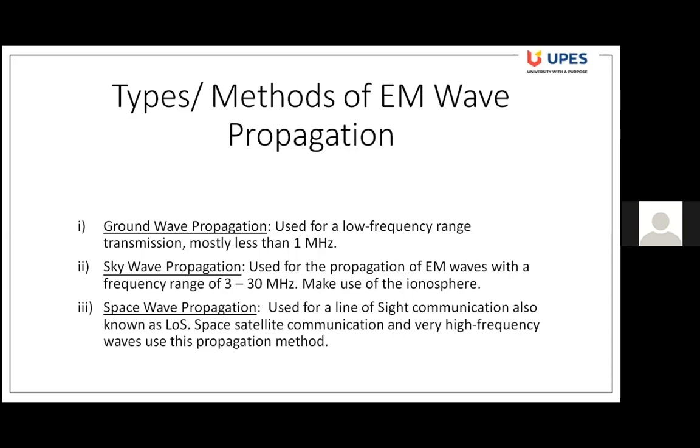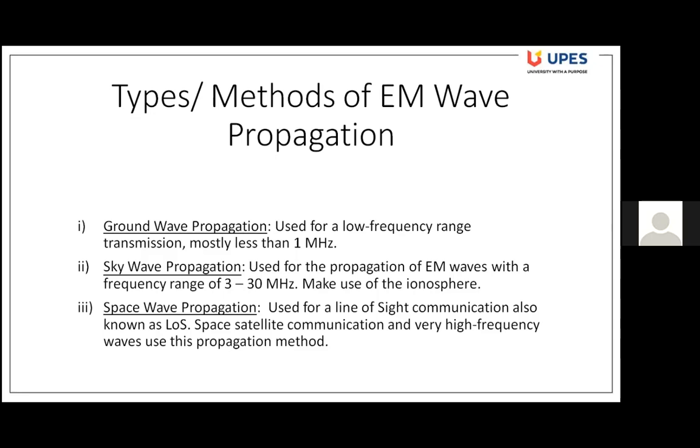The second one is sky wave propagation. It is also known as skip, in which waves are either reflected or refracted back to the Earth from the ionosphere, which is an electrically charged layer of the upper atmosphere. This type of wave propagation is used for waves with a frequency range from 3 to 30 megahertz. The third one is space wave propagation.